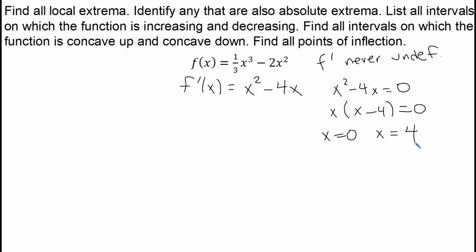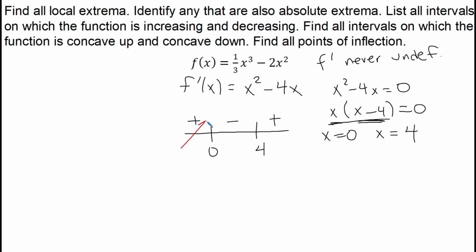And so we'll make our sign chart with just those two values, x equals 0 and x equals 4. And we'll test some things into our factored form of our derivative to see if it becomes positive or negative. So if I plug in something between 0 and 4, like 1, we end up with a positive 1 times a negative 3, which is a negative. If we plug in something more than 4, like a million, we get a positive times a positive, which is positive. And if we plug in something less than 0, like negative a million, we get a negative times a negative, which is also a positive.